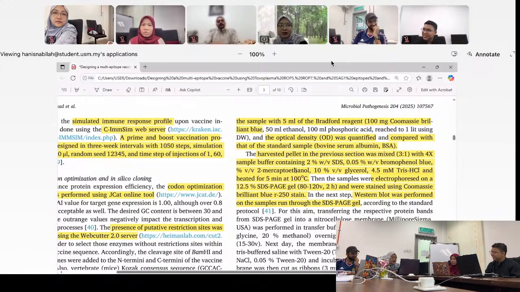So the vaccine is protein. So it's a recombinant protein vaccine. It's not a plasmid DNA vaccine, right? Because they purify it. Recombinant protein vaccine.